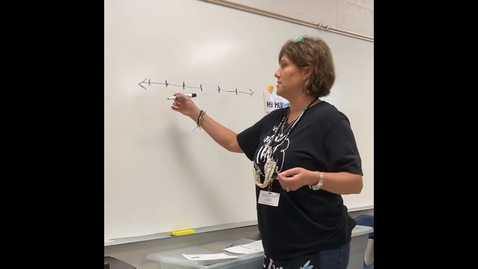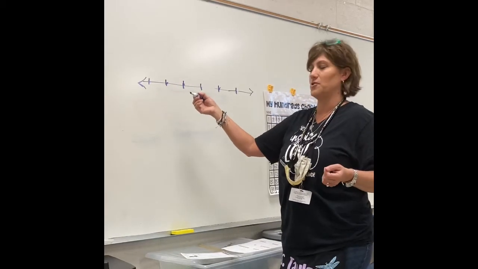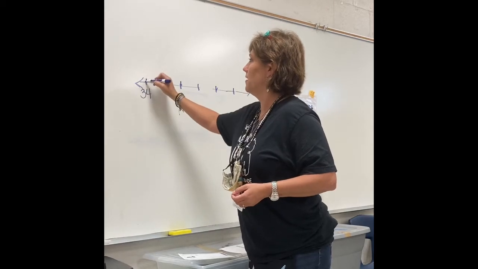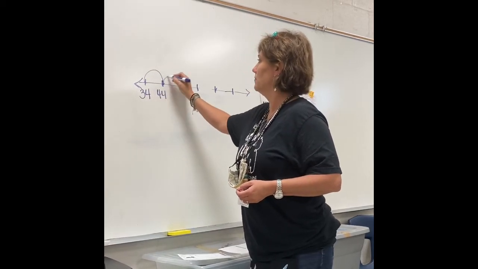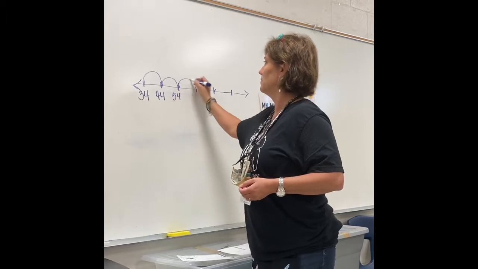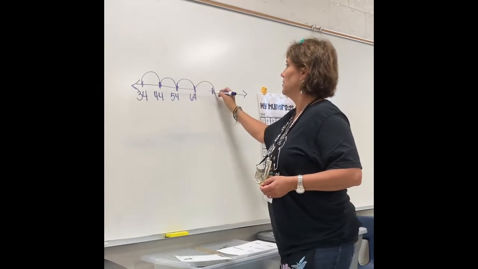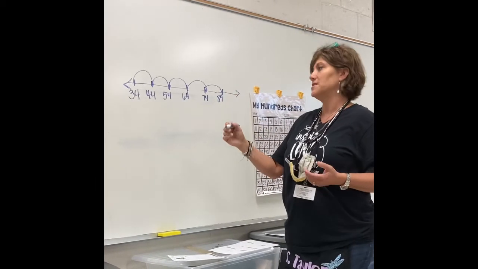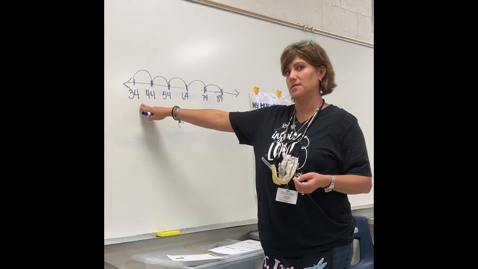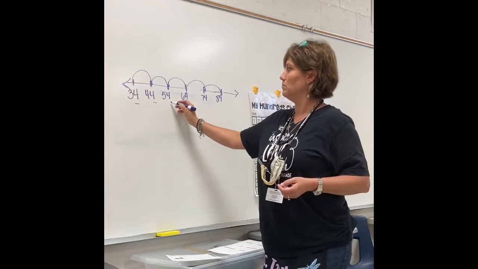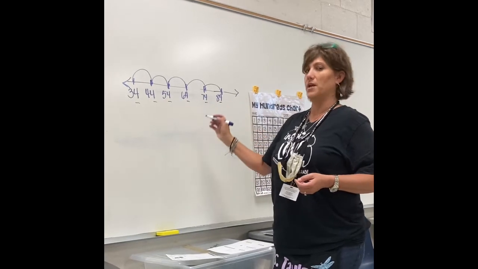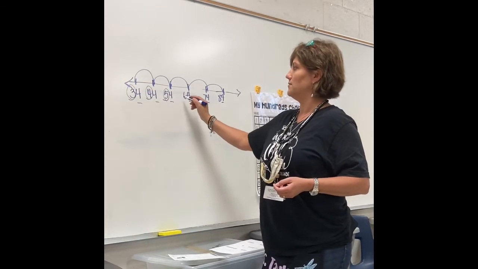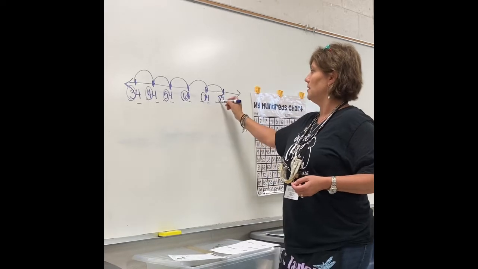Also, when you're skip counting by 10, it's not necessarily start on a 10. You can start on 34, and then you skip 44, 54, 64, 74, 84. So you're just seeing the pattern. See how the ones does not change? It's still a 4. But it's the 10s that change. It goes 30, then 40, then 50, 60, 70, 80.